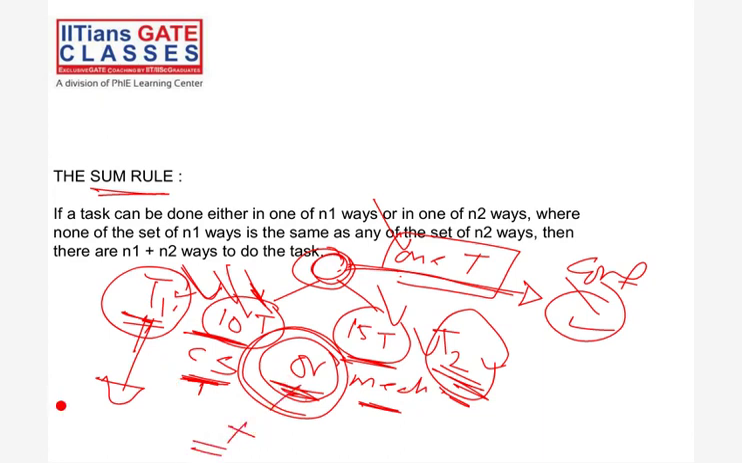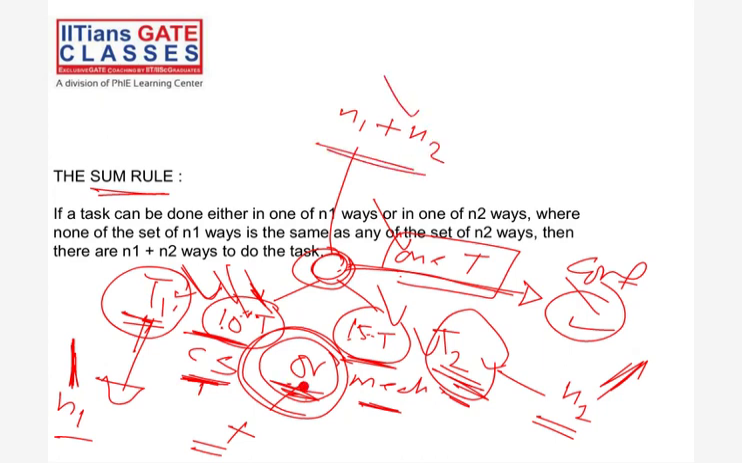if this task T1 can be done in n1 ways, and let's assume this task T2 can be done in n2 ways, and let's assume that these are disjoint, so every one of these ways is disjoint from every one of these ways, then our main task can be completed in n1 plus n2 ways, because this "or" is coming. So this is our sum rule. This is a very simple rule.